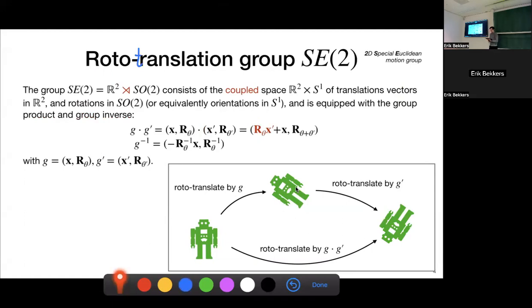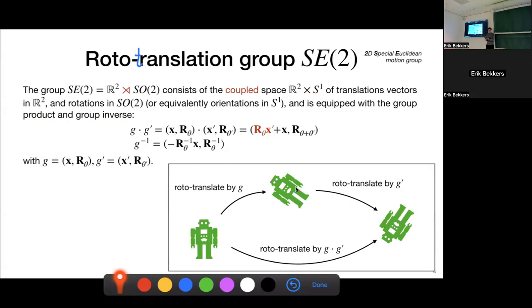Also known as the special Euclidean motion group, SE2, we should think of rotations and translations. As a set, it consists of the space of translation vectors and rotation angles. We can think of different representations, but essentially a rotation matrix is denoted with SO2, and the 2D rotation matrix is only defined by one rotation angle. So we might as well write the product of translation vectors and rotation angles. That's the set structure.